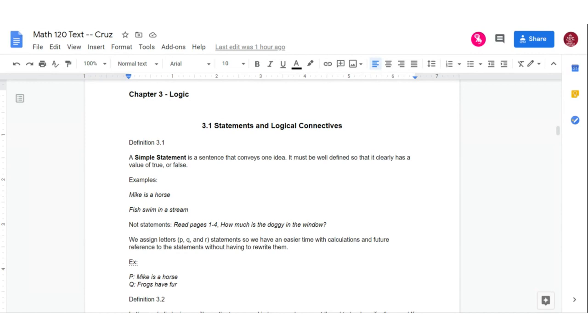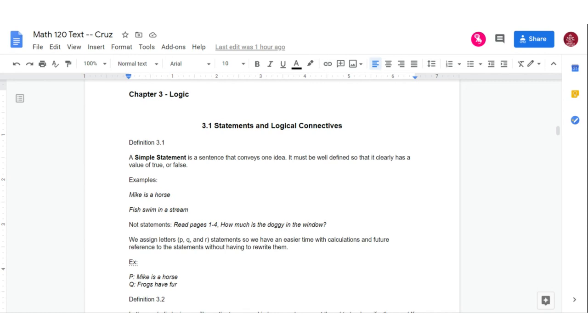Okay. So here's a couple of examples. Mike is a horse. Very simple statement, conveys one idea, telling you the name of this horse. It does not matter that there does not exist a horse called Mike. There probably is, and the reason I come up with that is just because of a song I learned when I was a kid. But Mike is a horse is a statement. It's either true or false. Fish swim in a stream. That's again a statement that's either true or false.